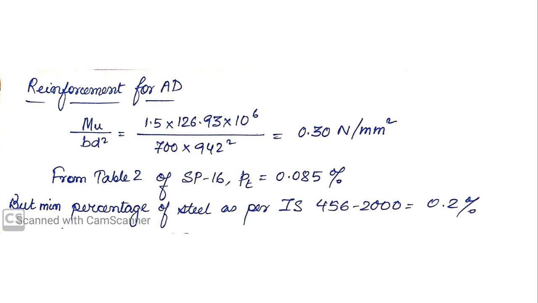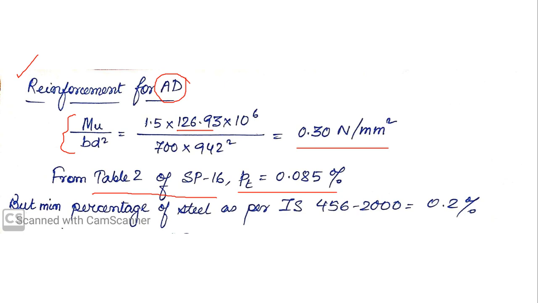Once I know the effective depth of my pile cap, I can determine the reinforcement required in the pile cap. I'll be looking at beam AD since it is having the highest bending moment. I first calculate Mu by bd square. Mu I take again 126.93, and I see that the value of Mu by bd square turns out to be 0.30 Newton per mm square. Now I use SP16, table number 2 of SP16, from where I get that the percentage of steel required is 0.085%.